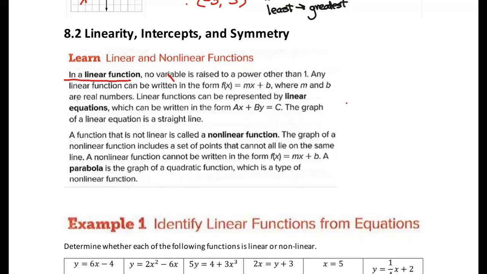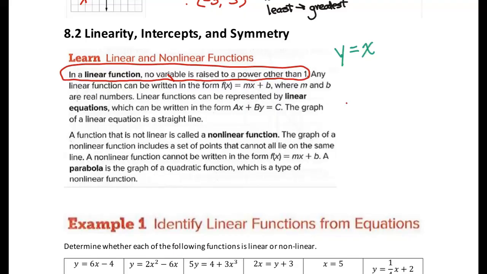In a linear function, no variable is raised to a power other than 1. So if you see a variable and it's got x to the negative third, is that a power of 1? No, so that would be nonlinear. If you have x to the second, that's not a 1. That is also nonlinear. What if I had something like this, y equals x?